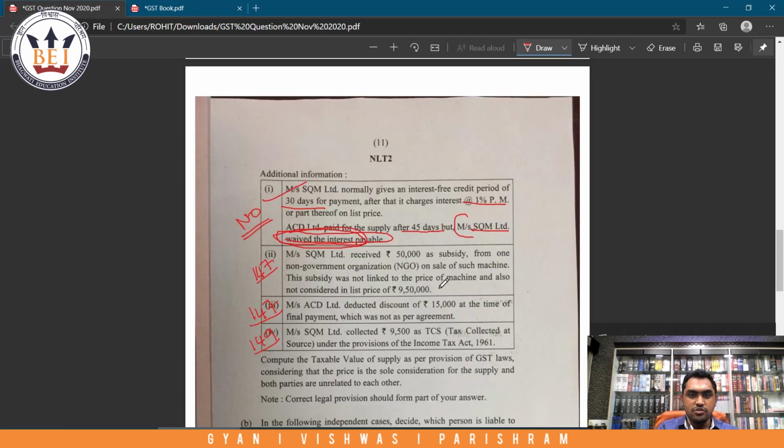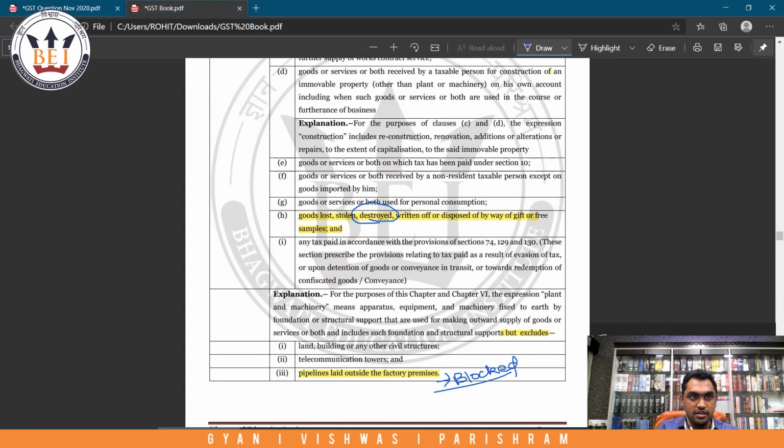Then SQM Limited received 50,000 as subsidy from a non-government organization on sale of machine. The subsidy was not linked to the price of the machine and also not considered in the list price of 9,50,000. Very important. They say the subsidy was not linked. We studied that if you receive any subsidy from government, then you don't have to add. If you receive from non-government, you have to add. But the important point was it should be linked to the price of the goods. If you don't remember, let's check it in the book.